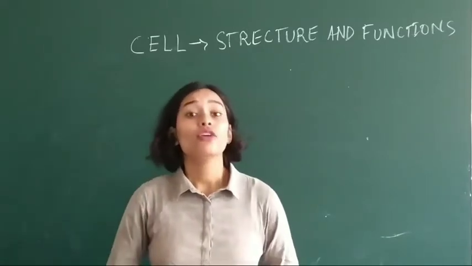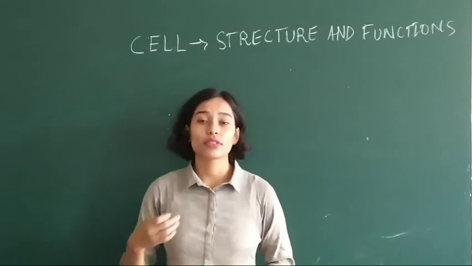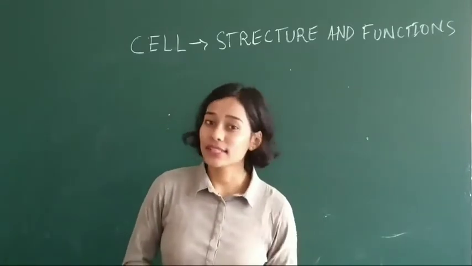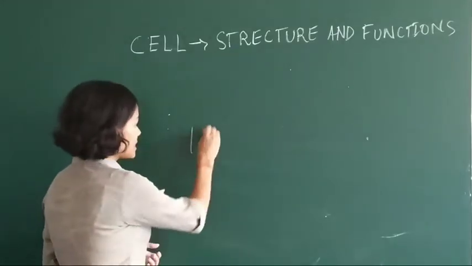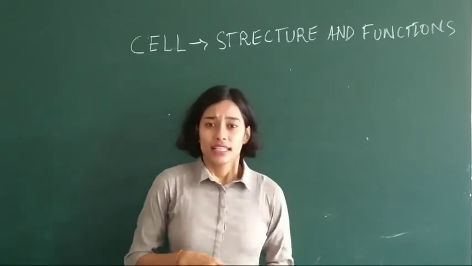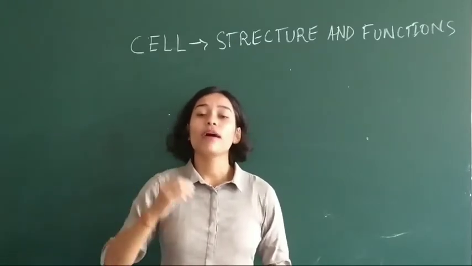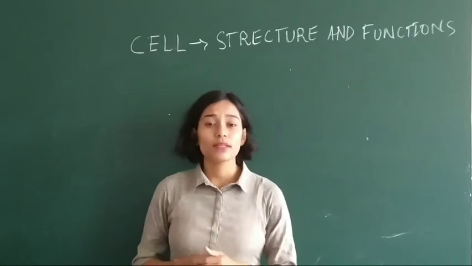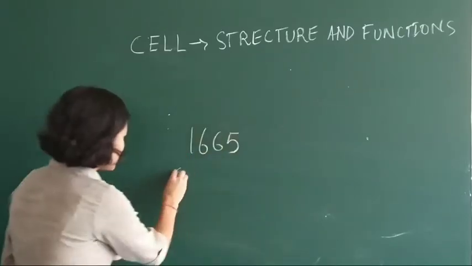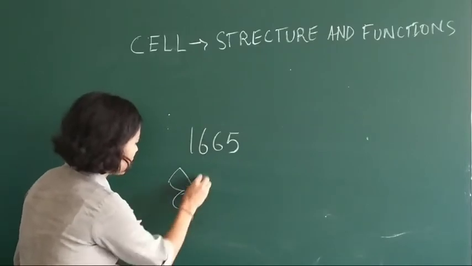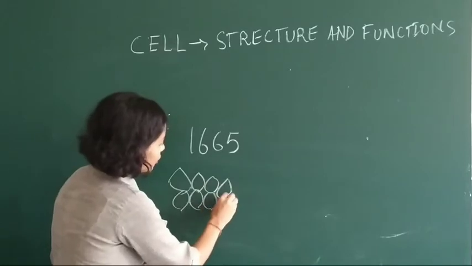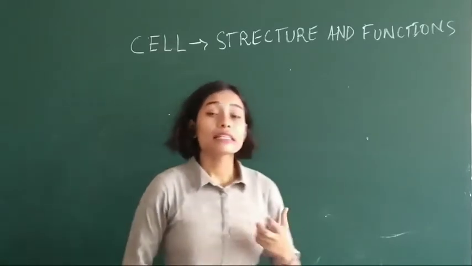Cells have different functions. Now we will discuss these functions in this chapter. Do you know who discovered the cell? In the year 1665, Robert Hooke took a cork from the bark of a tree and observed it under a magnifying instrument. He found that the structure looked like a honeycomb. Then he named it a cell.